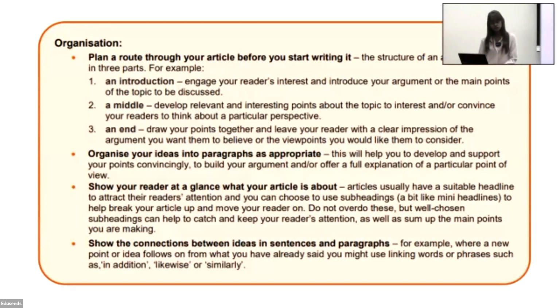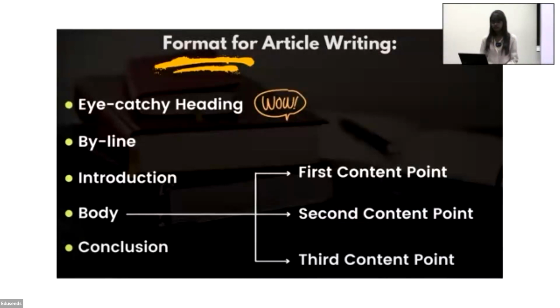And in your conclusion, you need to draw your points together, summarize, and leave your reader with a clear impression of the argument that you want them to believe, or the viewpoints that you would like them to reconsider. So at the end of your article, they must have a clear idea of what you have discussed. Let me show you the outline of the article writing.